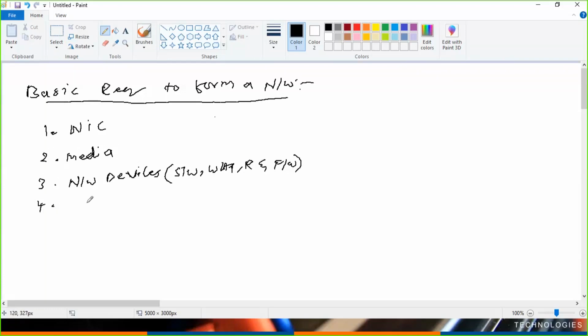And what is the fourth point? Logical address. Fifth point is IP protocol, TCP/IP protocol. So today we're going to start with point number 4, which is logical address. Before starting logical address, do you have any doubts regarding the previous classes, NIC, media, networking devices, those things? Hope everything is good.